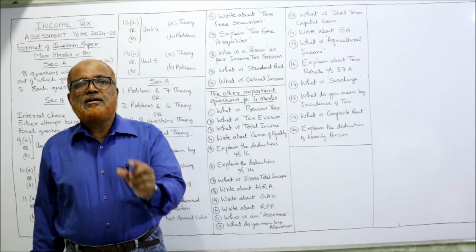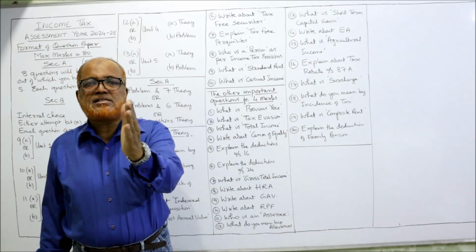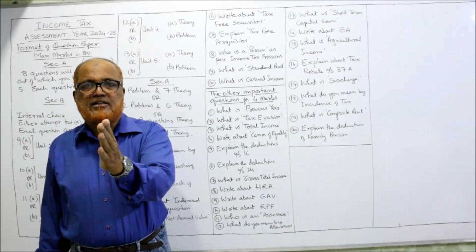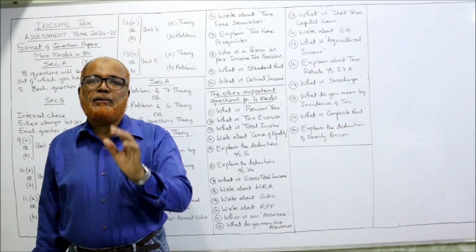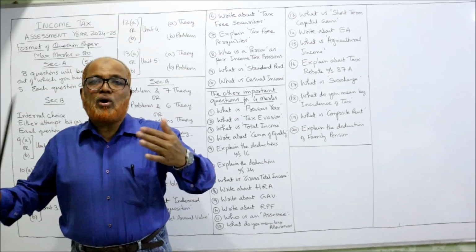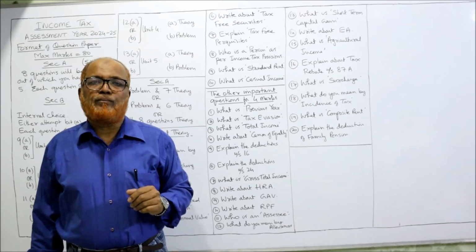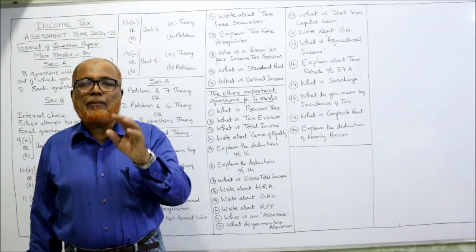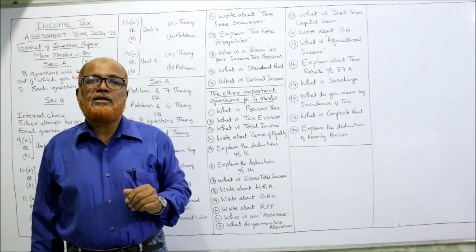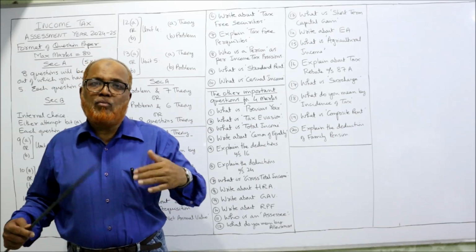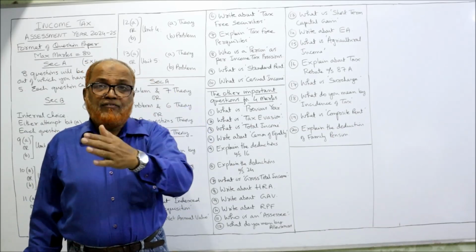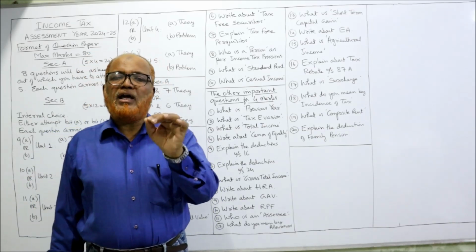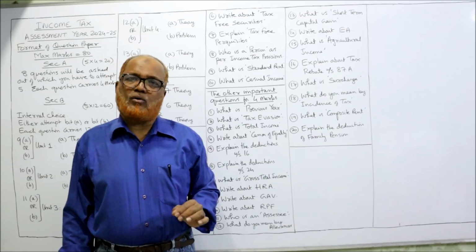The rate of surcharge is 10% if the income exceeds 50 lakh but is up to 1 crore. If the income is more than 1 crore but up to 2 crore, it is 15%. If the income is more than 2 crore up to 5 crore, it is 20%. If the income is more than 5 crore, it is 25%. Different rates are given for surcharge, and surcharge will be there only if the income exceeds 50 lakh rupees.